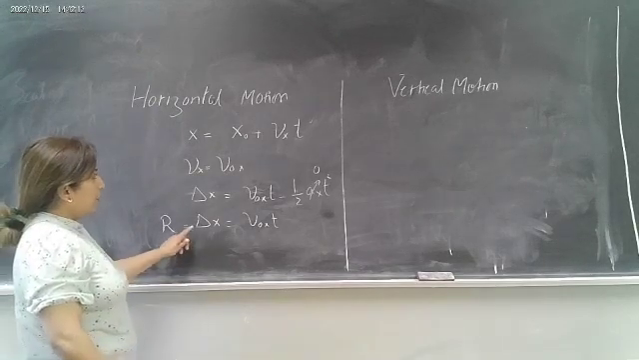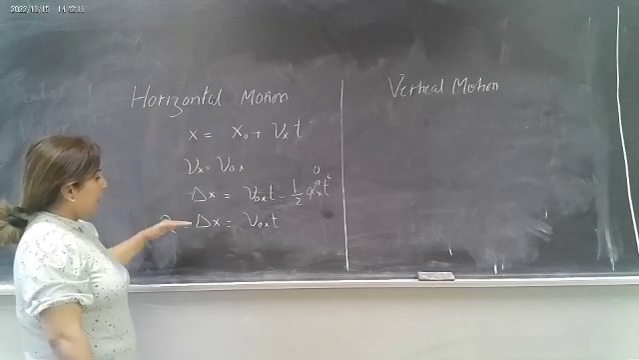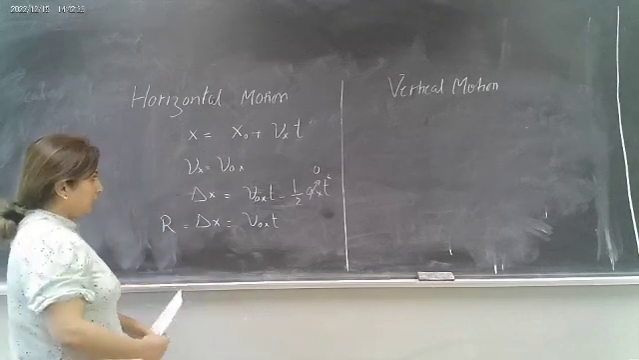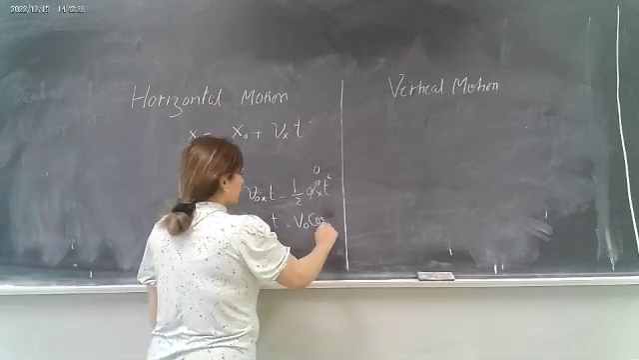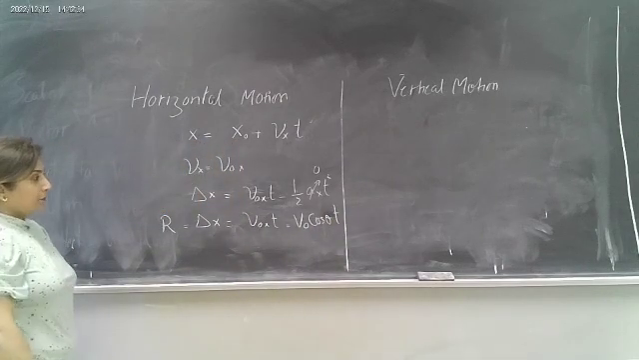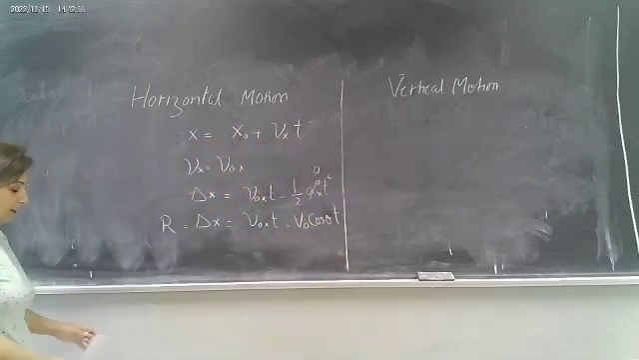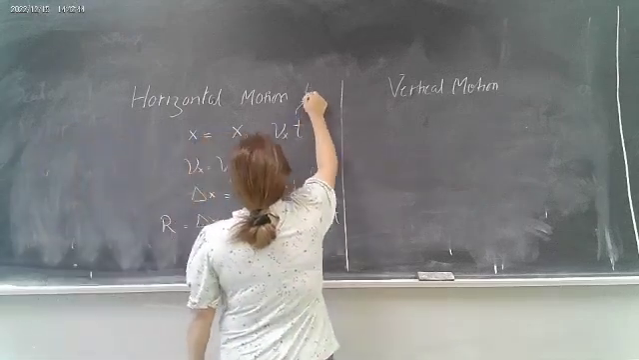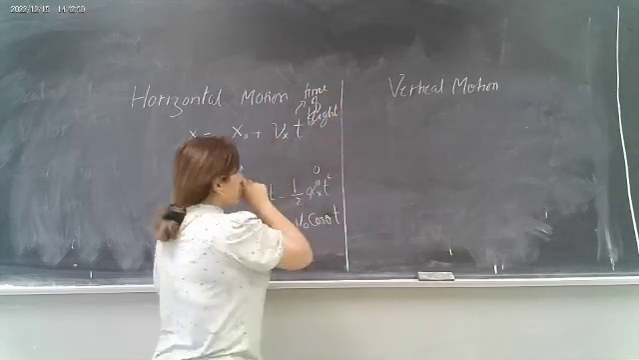If you notice, this formula is the same as this one. They both lead us to the basic definition of velocity, and this second kinematic equation leads us to the same formula for range. If the velocity has a component, you can further split it: v naught cosine of theta multiplied by t. Okay, t is the time it stays in the air, or time of flight.